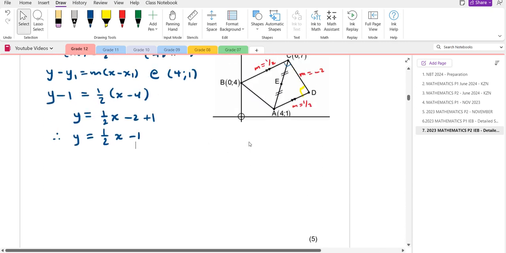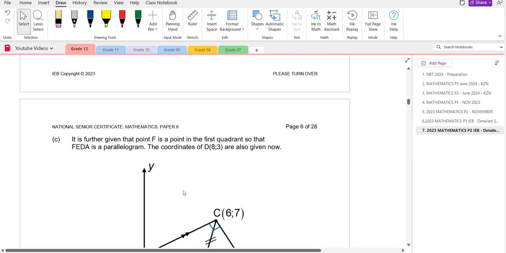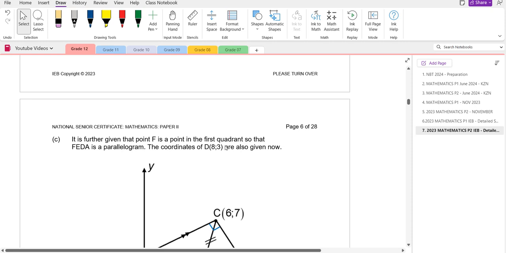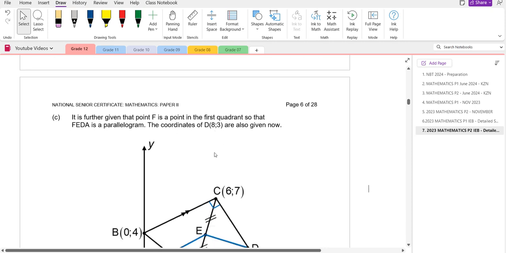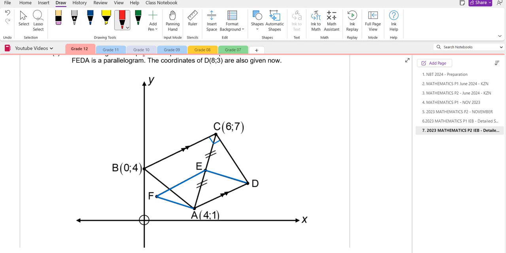Let's take the same diagram. Okay, no need to take that diagram, because the diagram is here. So it is further given that point F is a point in the first quadrant, and the coordinates of D is 8 and 3. But remember, we've got the equation of line CD and the equation of line AD. We could have found the coordinates of D by points of intersection of these two lines. But anyways, they already gave us 8 and 3. So that's fine. That might be helpful.